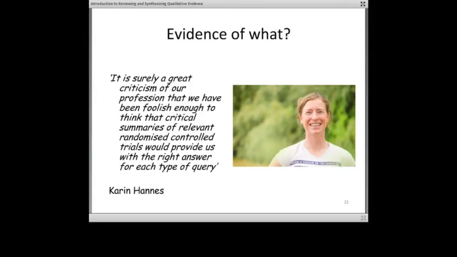And while I think that's very true, I think it's also a great criticism of our profession that we have been foolish enough to think critical summaries of relevant randomized controlled trials would provide us with the right answer for each type of query. Because we already learned that individual results may vary and that RCTs can't explain every sort of outcome. What we now are about to learn is that RCTs are further very limited in the amount of questions they are able to answer as well.